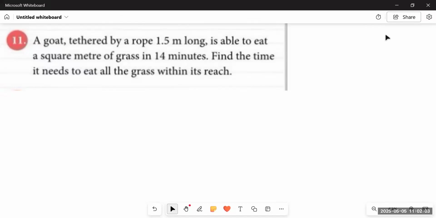Then the next question says a boat tethered by a rope, meaning tied by a rope or chain so as to restrict its movement. It says by a rope 1.5 meters long. So they are telling us the length of the rope is 1.5 meters, is able to eat a square meter of grass in 14 minutes. Then they're saying find the time it needs to eat all the grass within its reach. How can we solve this question?